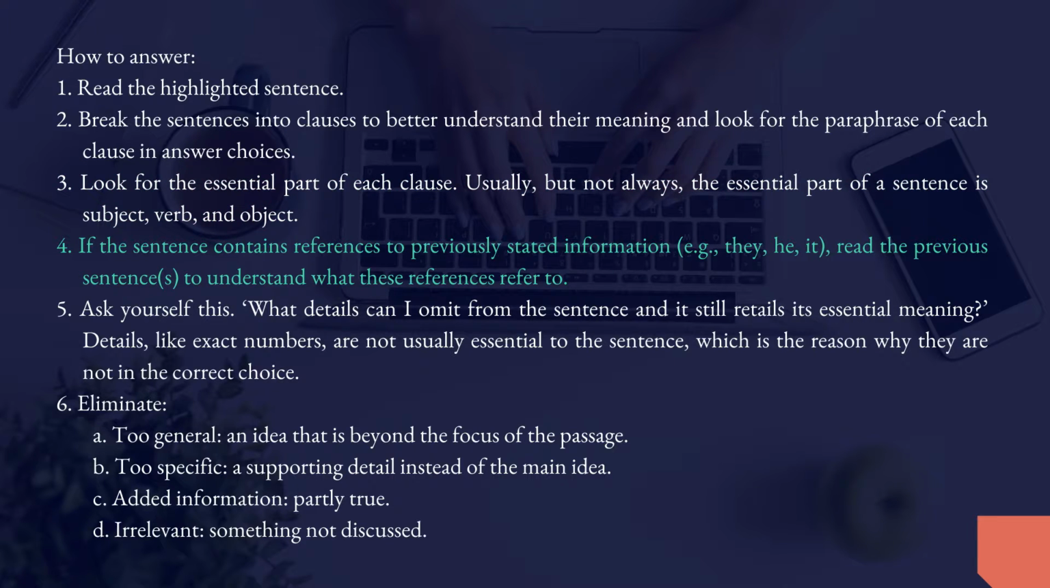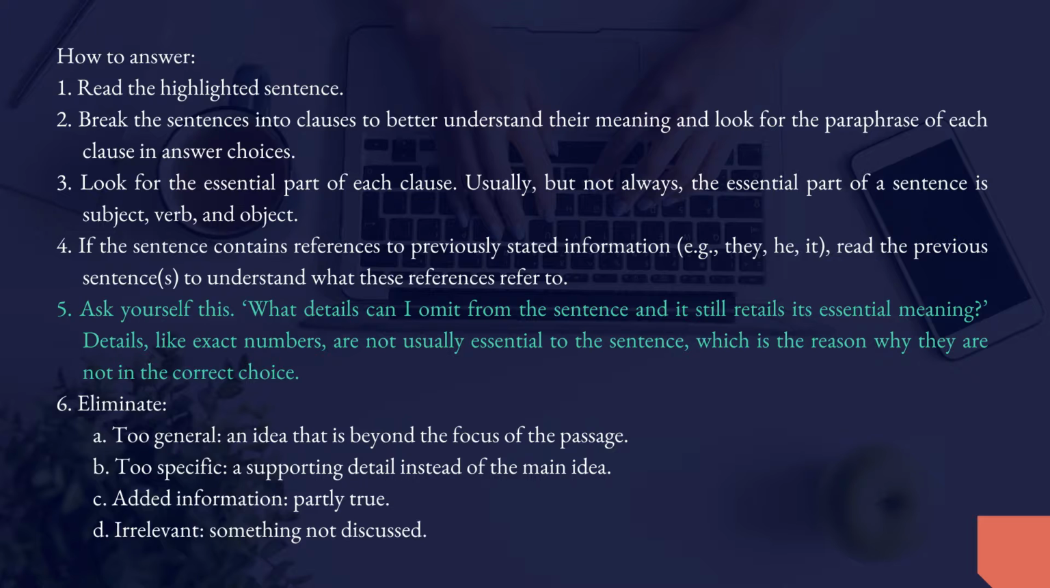Step number 4, if the sentence contains references to previously stated information, for example, they, he, it, read the previous sentences to understand what these references refer to. In the original sentence, it says, they came to America from Africa. So who's they? For you to understand who that they is, you're going to have to go to the previous sentence.